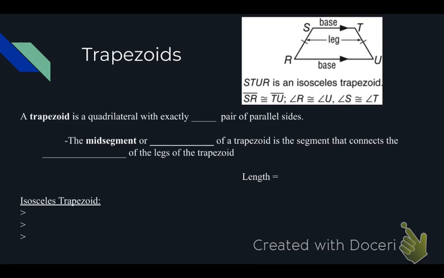All right, so starting with trapezoids here. You've seen these before, but to define them and a couple properties. A trapezoid is a quadrilateral with exactly blank pair of parallel sides. So that would be 1. Exactly 1 pair of parallel sides. So you can see in the example here we have these two sides, ST and RU, are parallel. So that is a trapezoid.